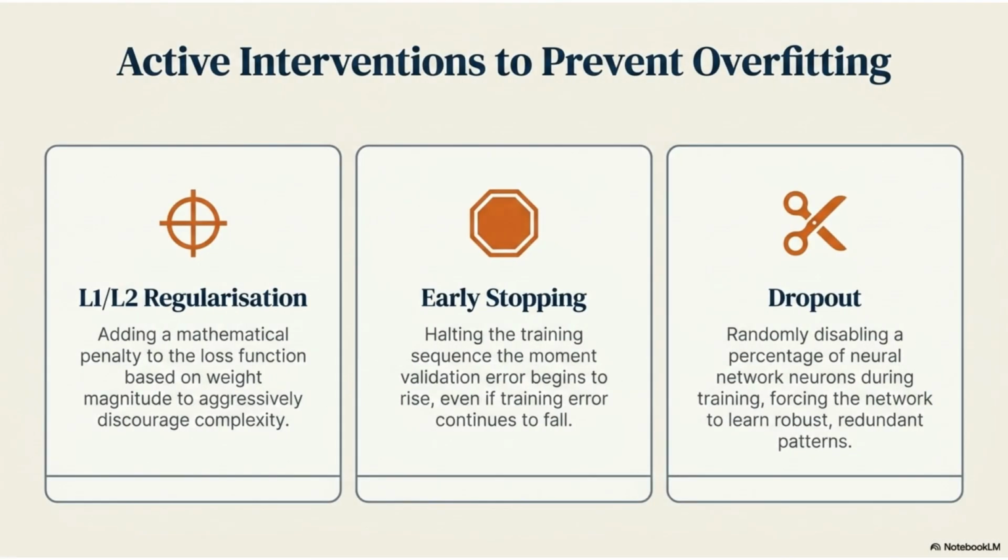L1 and L2 regularization apply mathematical penalties to keep weights in check. Early stopping halts training when validation errors begin to rise, and dropout randomly disables neurons to encourage the learning of robust, redundant patterns within the network.